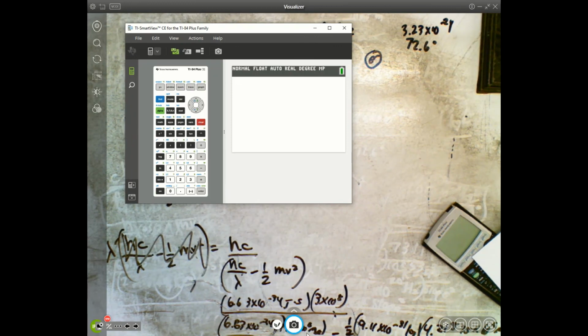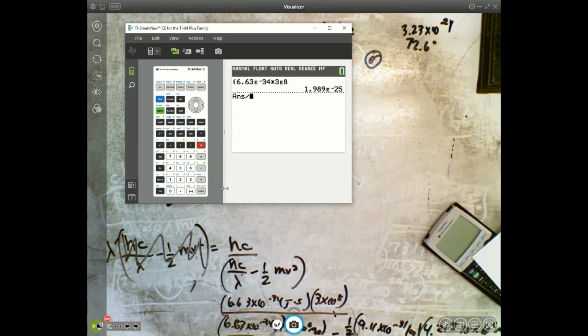But I will type it into my calculator. So I'm going to do this bottom first, because this bottom is more complicated. So I'm going to go 6.63 times 10 to the negative 34, that's this h here, times the speed of light.